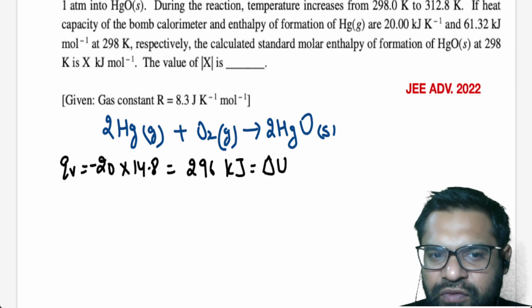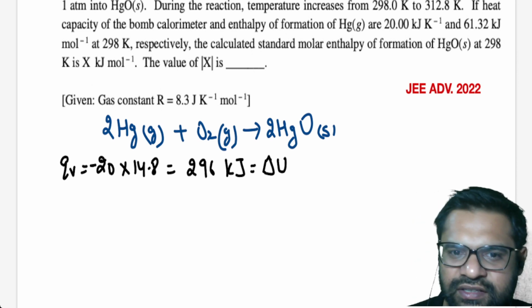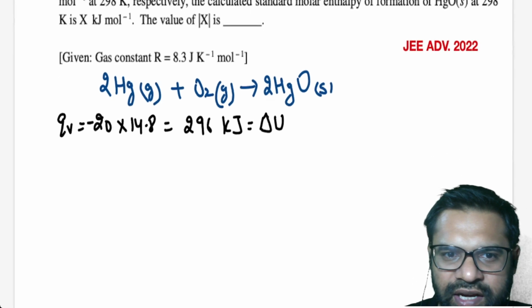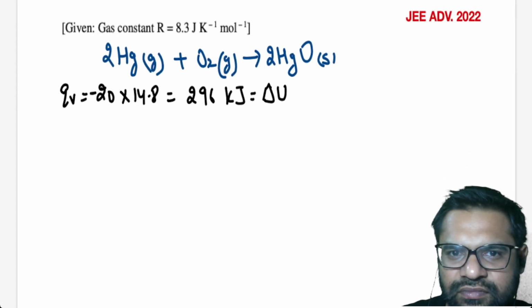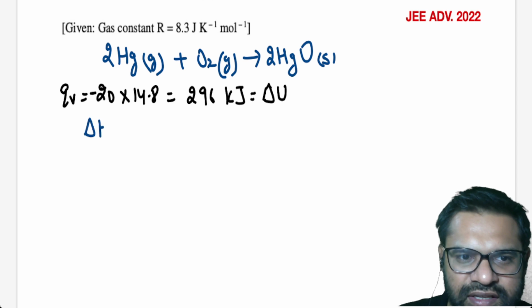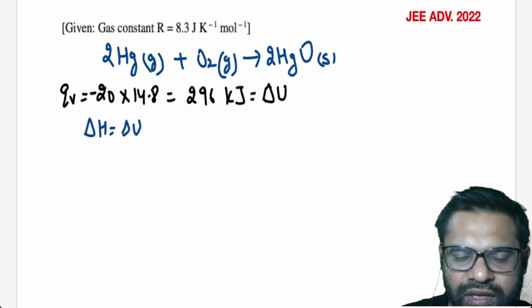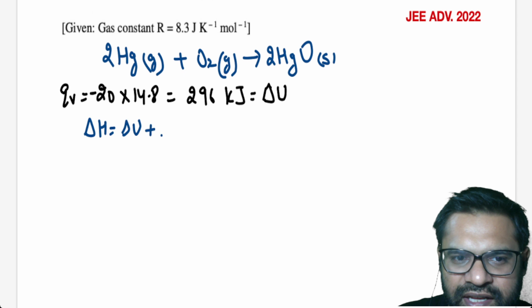But what do we need? We need delta H of this reaction. And there is a relation between delta H and delta U. The relation is that delta H is equal to delta U plus delta ng RT.